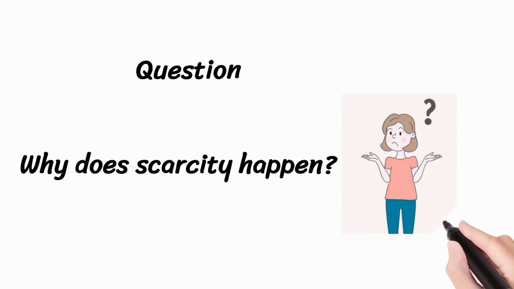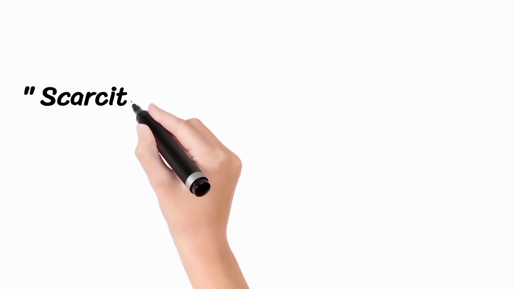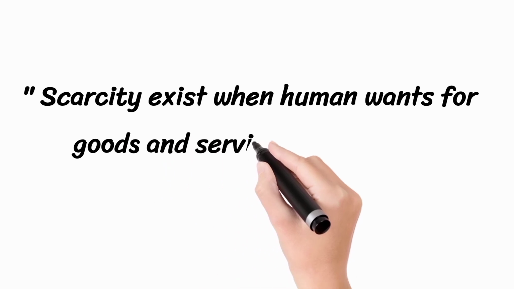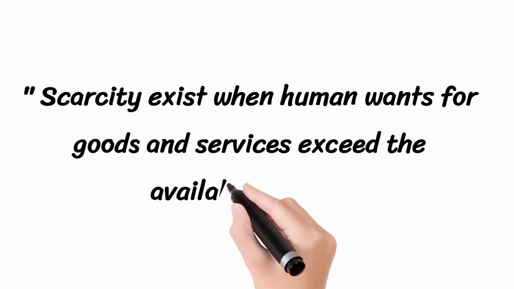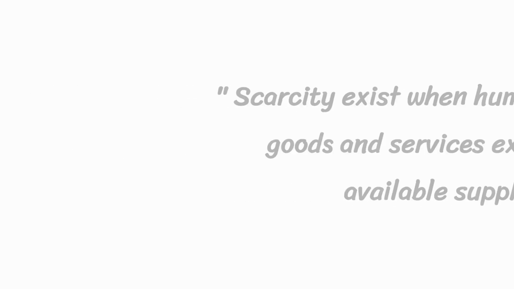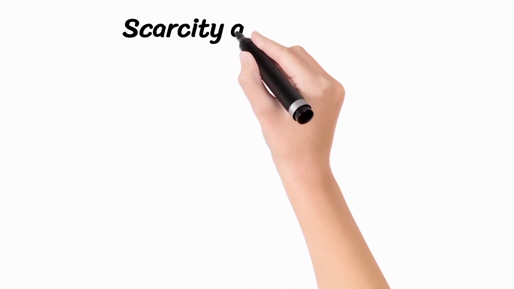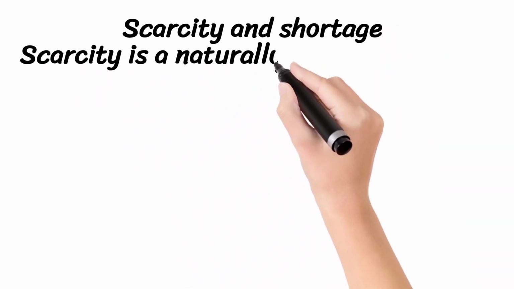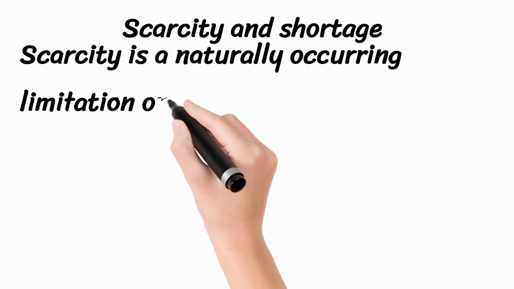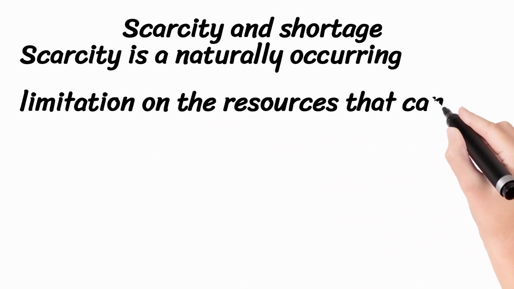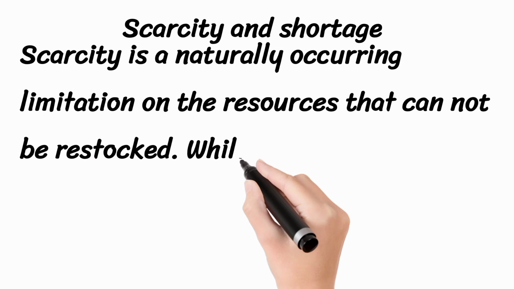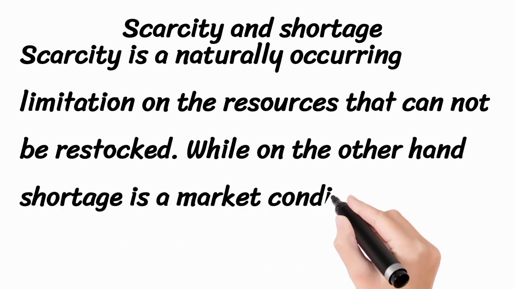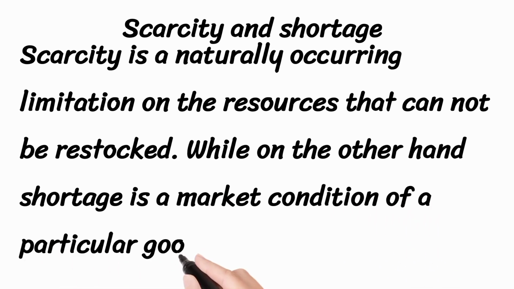Now question is that why does scarcity happen? Scarcity exists when human wants for goods and services exceed the available supply. Now here we must know the difference between shortage and scarcity. Scarcity is a naturally occurring limitation on the resources that cannot be restocked, while on the other hand shortage is a market condition of a particular good at a particular price.